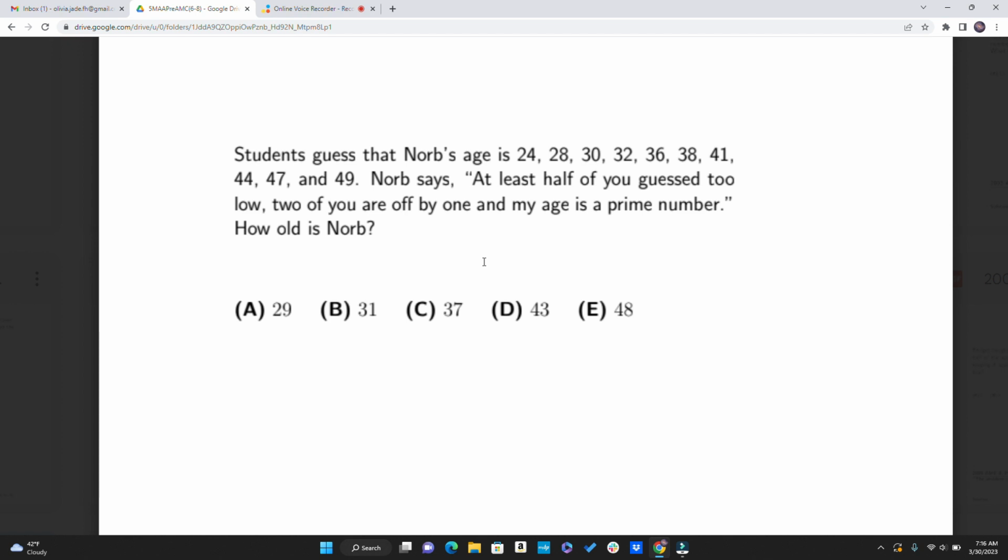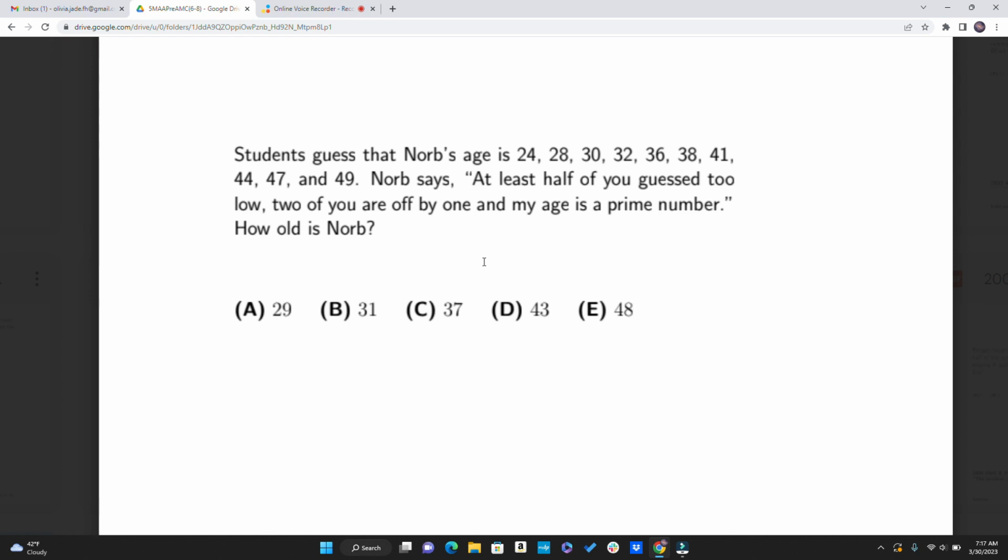Students guess that Norb's age is 24, 28, 30, 32, 36, 38, 41, and a lot of other things. Norb says, at least half of you guessed too low, 2 of you are off by 1, and my age is a prime number. So, let's look at this.